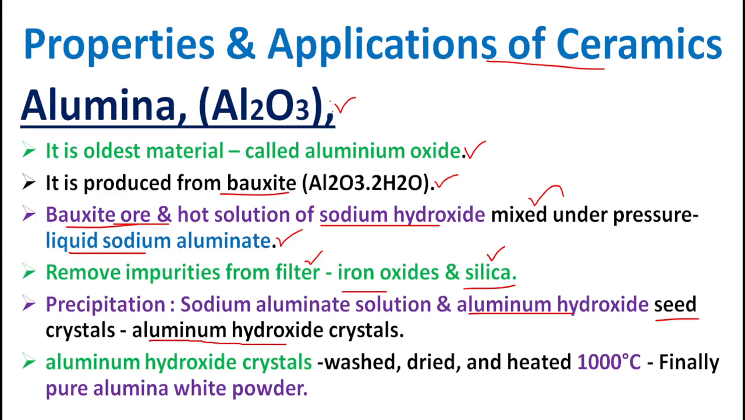This aluminum hydroxide crystal is washed, dried, and heated up to 1000 degrees Celsius. Finally, we can get pure alumina in the form of white powder. That is the process of alumina manufacturing.